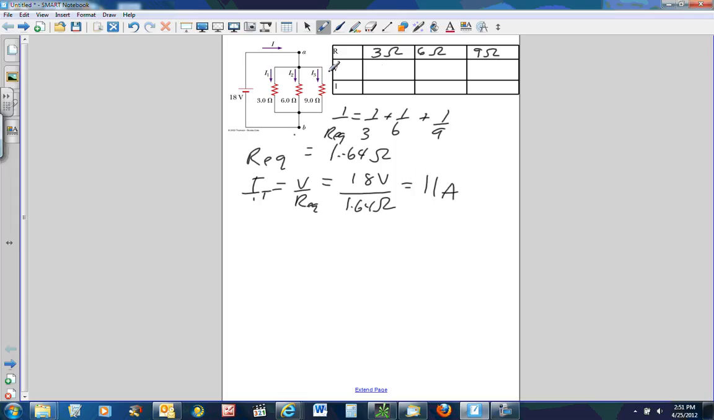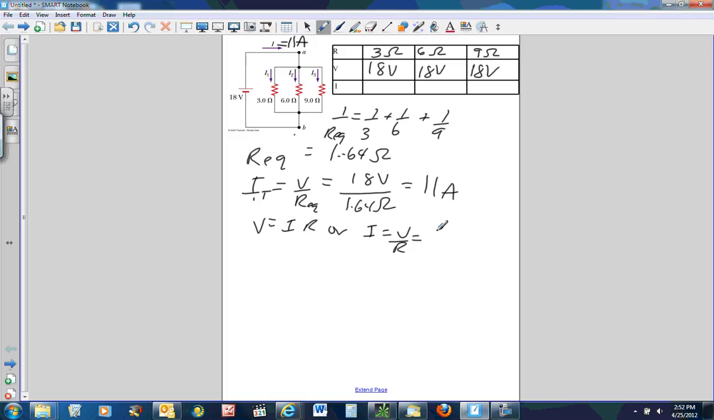Now in parallel, the potential difference, the voltage, is always the same across each one. So that means all of these have 18 volts, 18 volts, and 18 volts. This 11 amps, which would be right here, divides up, and most of it's going to go through 3, some through 6, and then a little bit through 9. How? Well, I use the equation V equals IR, or I equals V over R. This is not total I, this is I based on each individual resistor.